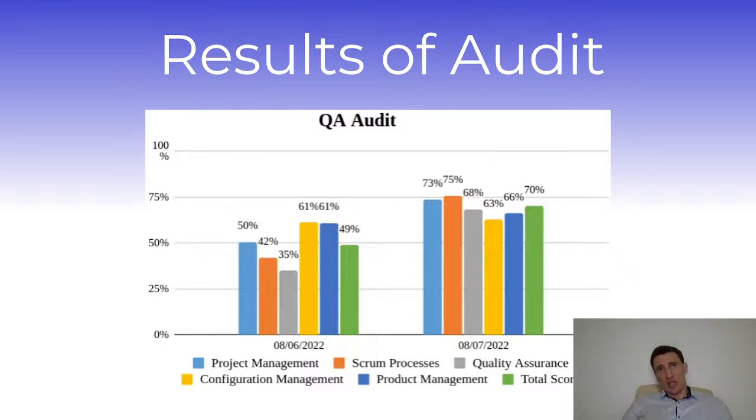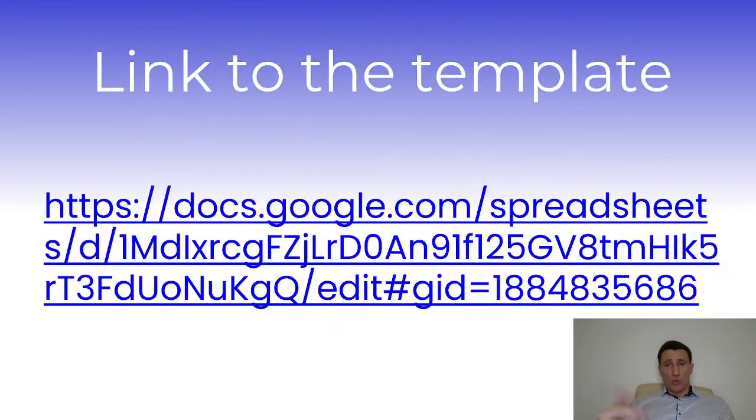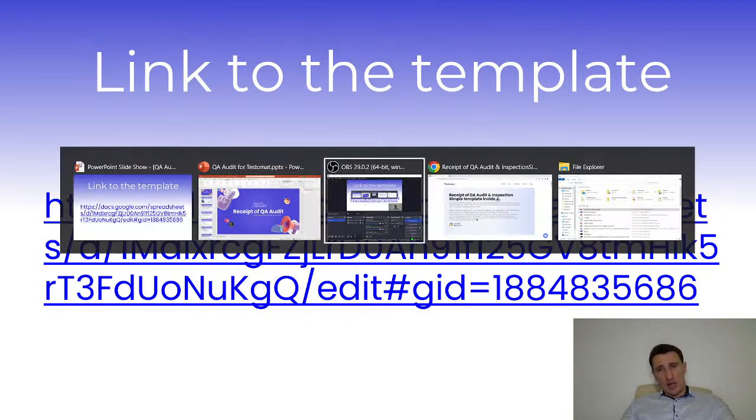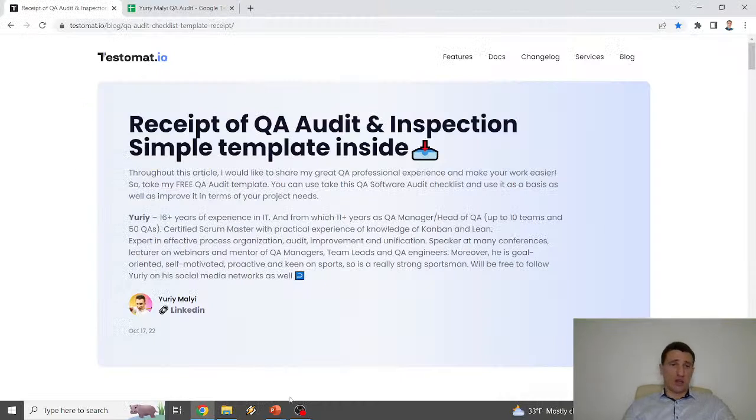And this audit can be run every month, and you will see that in a few months you will grow up to 80, 85% and so on. And sure, after that, you can extend your audit with some points important just for you. Okay, so we have here a link to the template, and I can move to the Testomat.